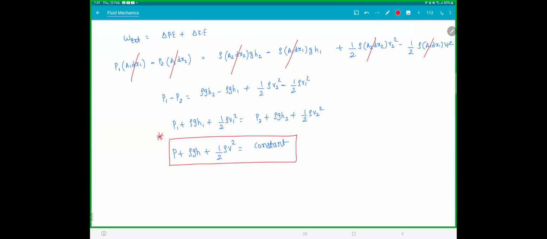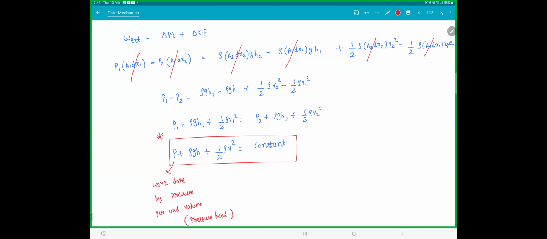Now, if you actually try to understand each term, let's see what it means. This thing is pressure, but if you actually multiply with volume, it is pressure into volume is work done. We saw in thermodynamics. This is work done by pressure per unit volume. So there's a technical name for this. This is called as pressure head.